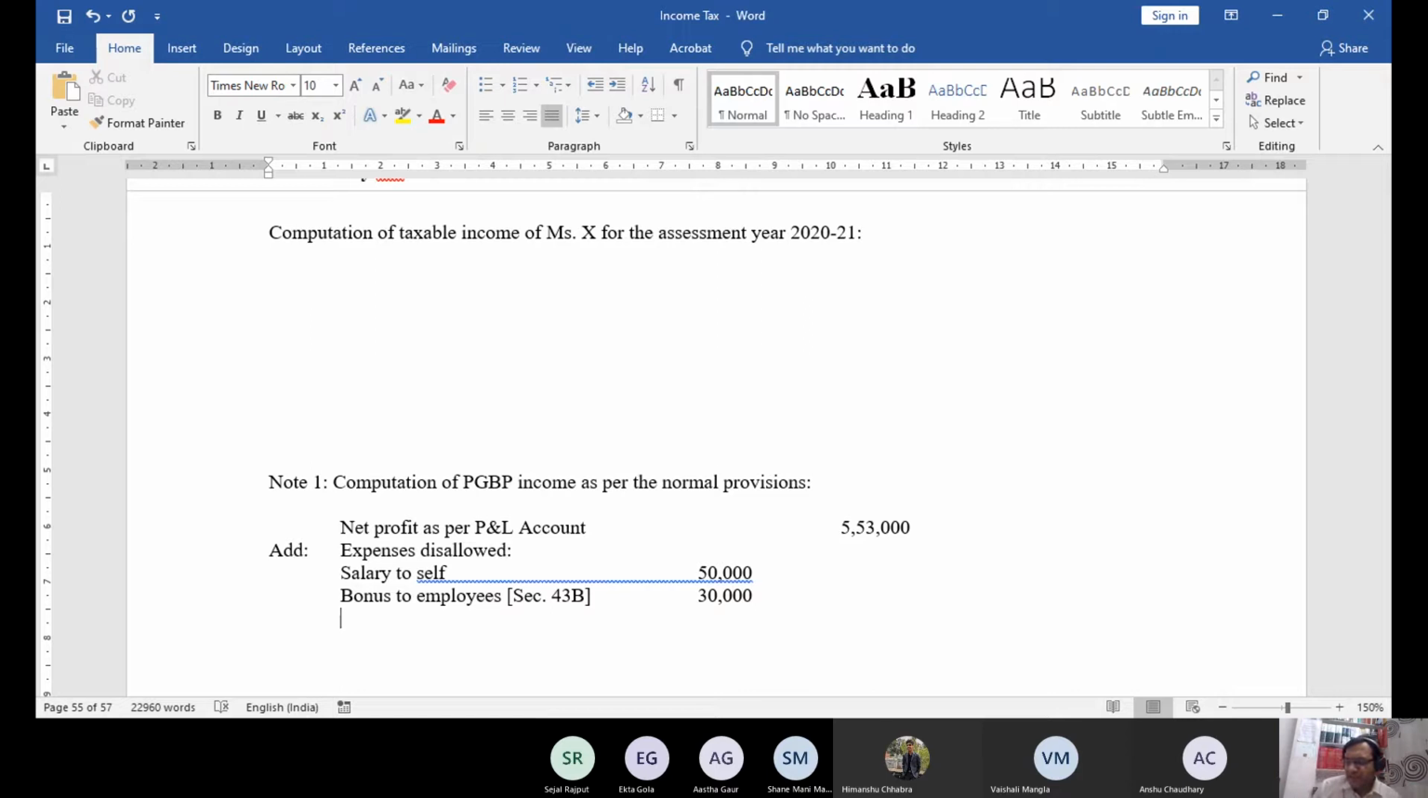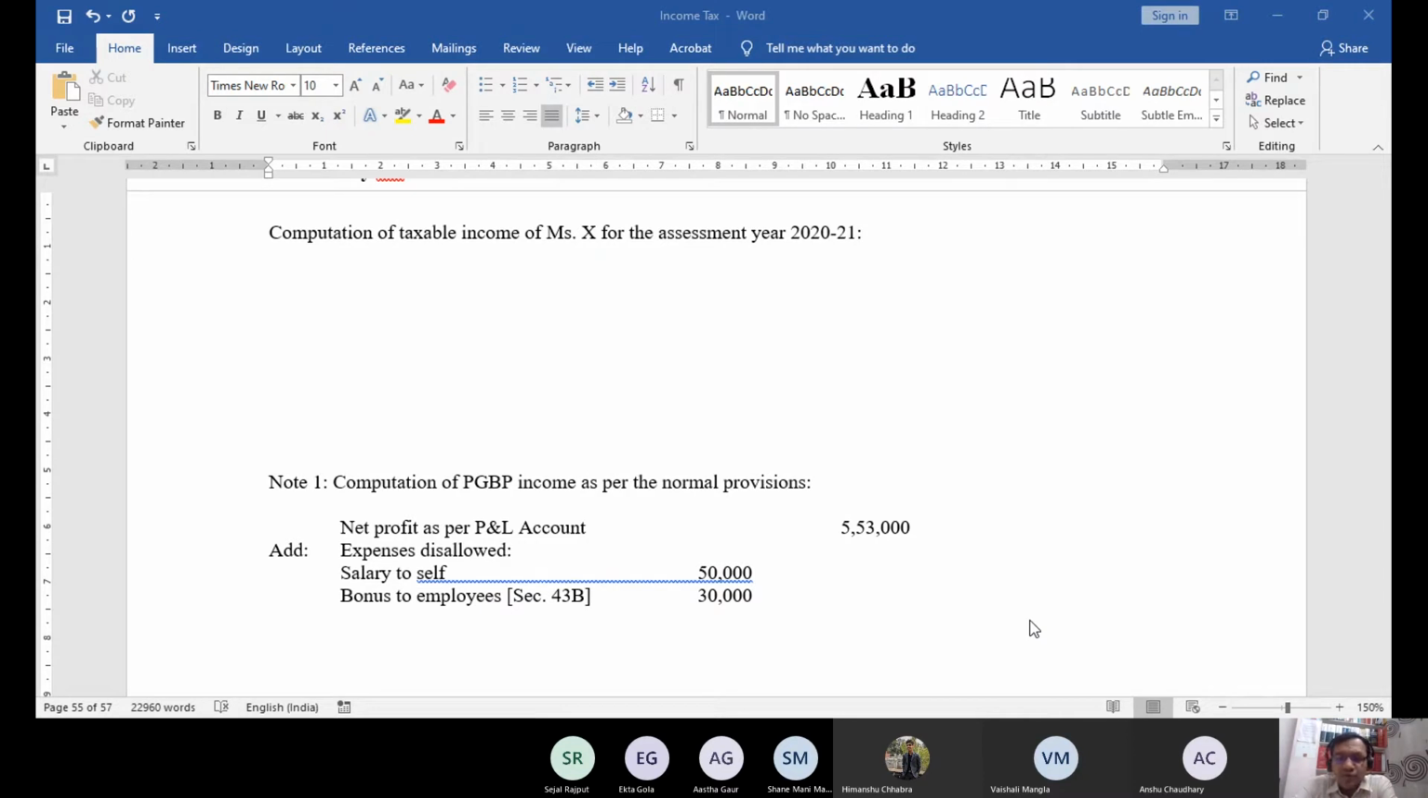Salary paid to brother. Can anyone tell me the treatment? Salary paid to brother 20,000. 5,000 found excessive. Can anyone tell me the treatment of this point? Can I pay salary to my brother? This is my question. Can I pay salary to my brother? You please tell me. Can I pay salary to my brother as a businessman? Can this lady pay salary to her brother?